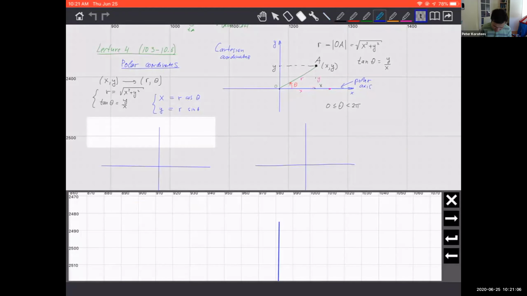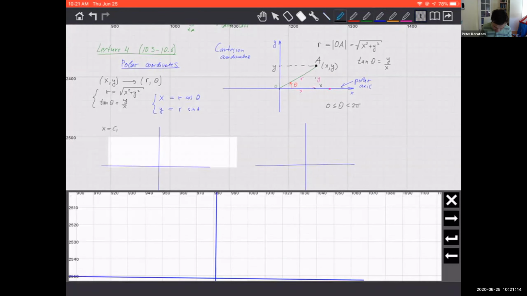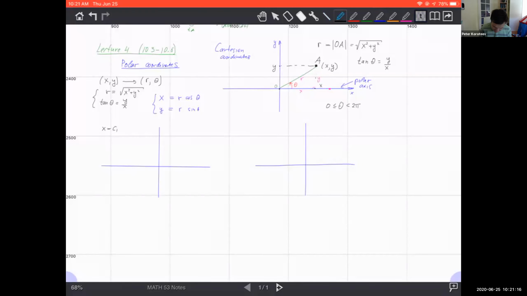So in Cartesian coordinates, what are the lines x equals constant? Say x equals c1. So these are lines which are parallel. This is not parallel, so these are lines that are parallel to the x-axis, right?